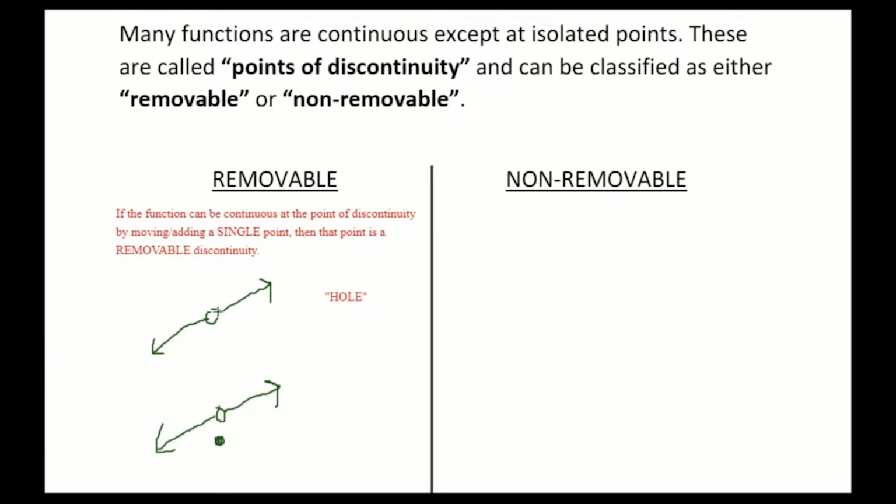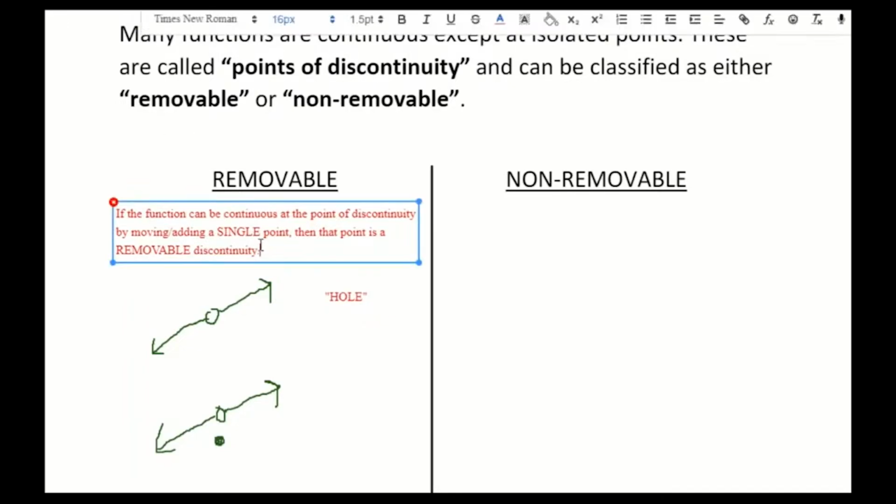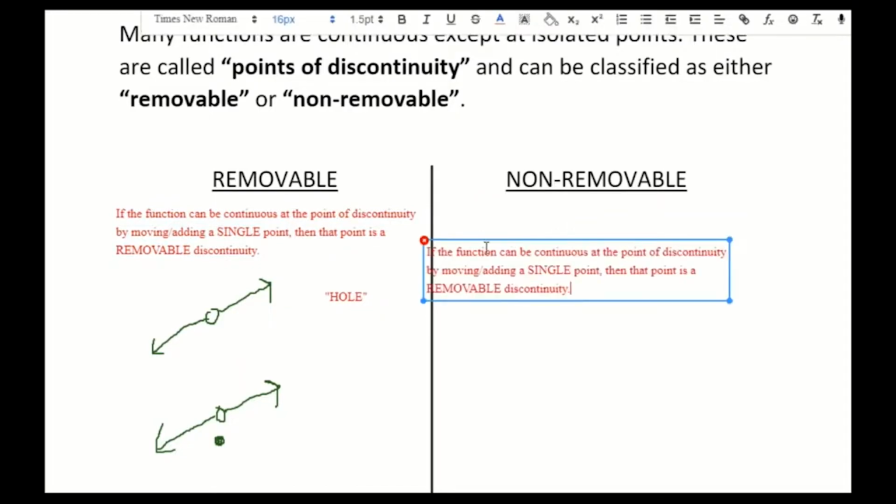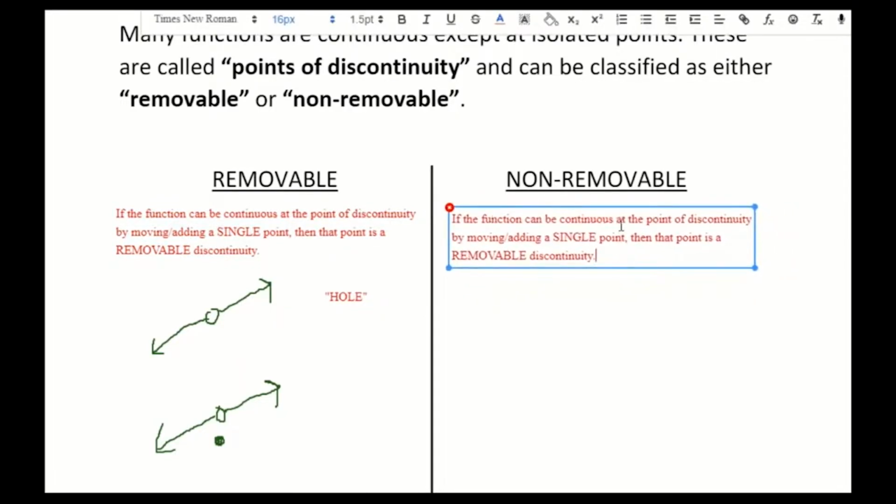In either of these cases, like in this top one, we could just add a point right here, and if I included that point in the right spot, it would be continuous. Here, if I were to just move this point up, this would also be continuous. So as long as it takes just a single point difference from being continuous or not, that's called a removable discontinuity. A non-removable discontinuity is when you'd have to move more than one point to make it continuous. So, if a function can be continuous at a point of discontinuity by moving or adding more than a single point, then it is a non-removable discontinuity.